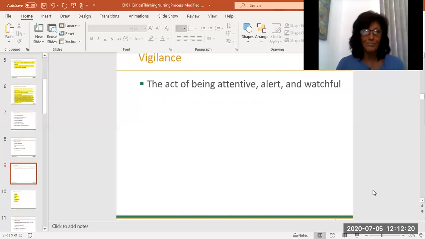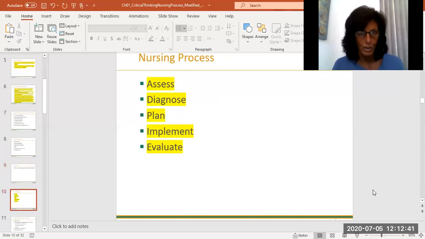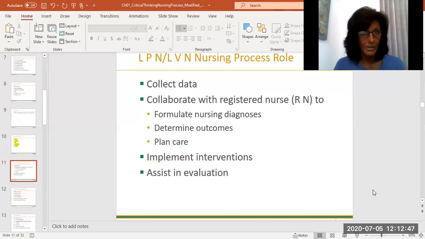Okay, it's very easy. The word vigilance, when we're talking about nursing, is the act of being attentive, alert, and watchful. You must always be vigilant when you're caring for patients. In other words, you must always have your eye on the patient, just making sure that nothing's happening that's untoward or that shouldn't be happening. And there's the nursing process, ADPIE: assess, diagnose, plan, implement, and evaluate.